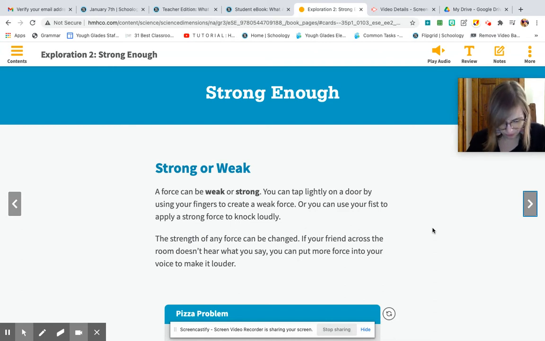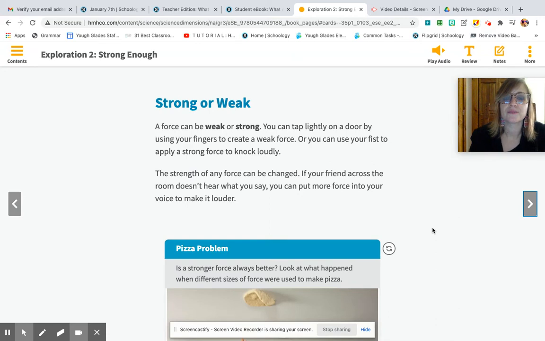So read along with me. We are on page 74. Strong or weak. Now, a force can be weak or strong. You can tap lightly on a door by using your fingers to create a weak force. Go ahead and tap lightly somewhere and create a weak force. Or you could use your fist to apply a strong force to knock loudly.